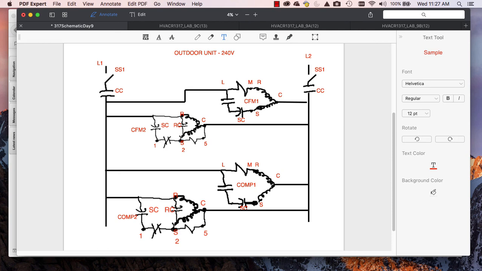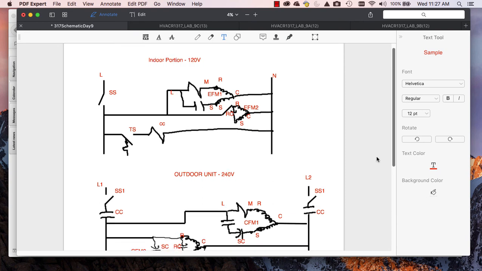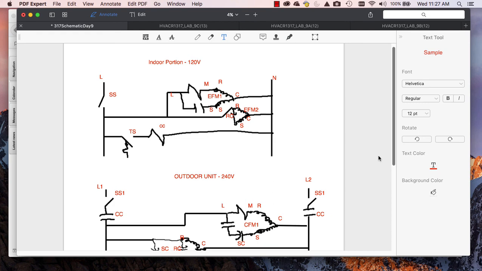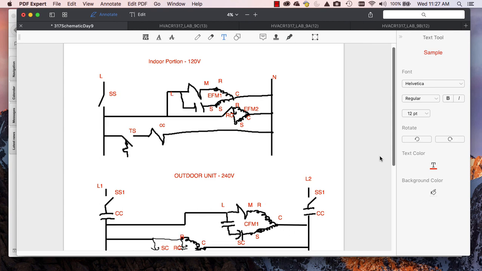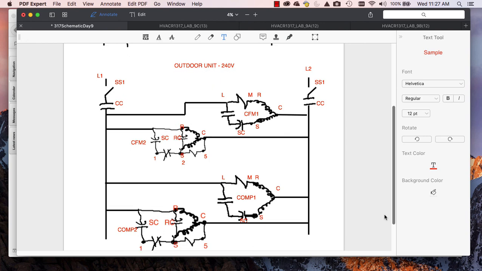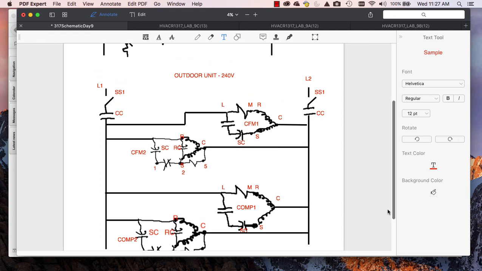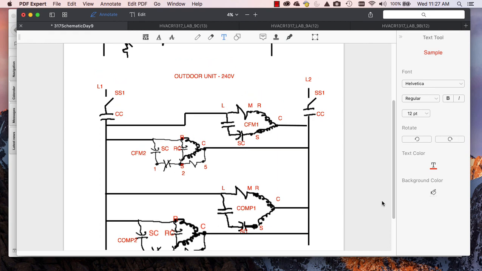Okay. So looking back at our circuit, we have our indoor unit with an EFM1 that's a split phase, and again EFM2 is a PSC. We have that running constantly. We have a TS that's controlling my compressor contactor or my condenser contactor. Outside is 240 volt. I have a CFM1, a CFM2. I have a Comp 1 and a Comp 2. They're different types of motors. None are controlled by a centrifugal switch.